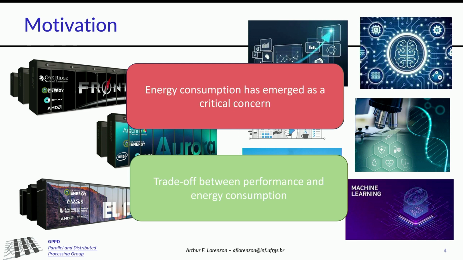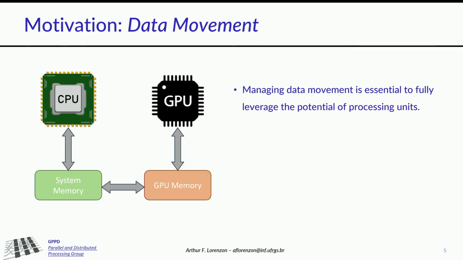Well, as these machines are heterogeneous in terms of CPU and GPU, one point that we can optimize is the data movement between the CPU, system memory, and the GPU memory. Normally, when we are parallelizing an application and executing on these systems, we start by allocating the data into the system memory, and then we need to move this data to GPU memory and compute on the GPU so we can leverage the potential of its processing units. And we need to do it several times during the execution of the application.